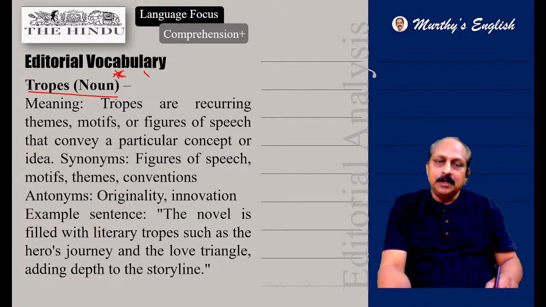What are the synonyms here? Figures of speech, motives, themes, conventions. Same words are repeated. Antonyms: originality, innovation. Example, the novel is filled with literary tropes such as the hero's journey and the love triangle, adding depth to the storyline.